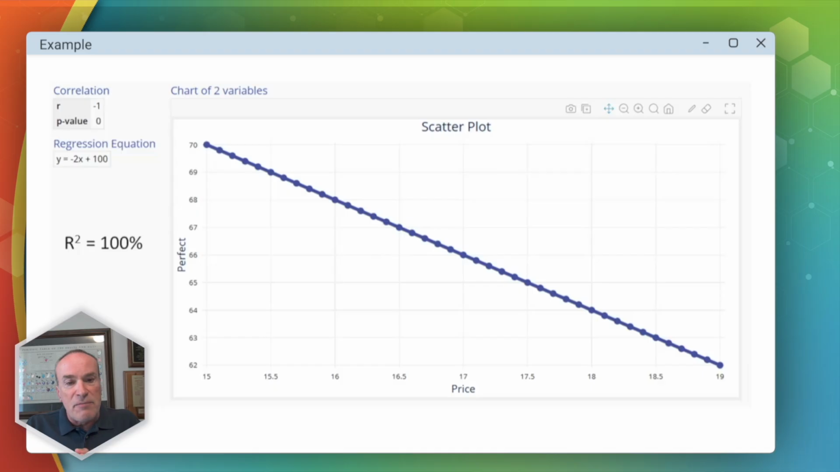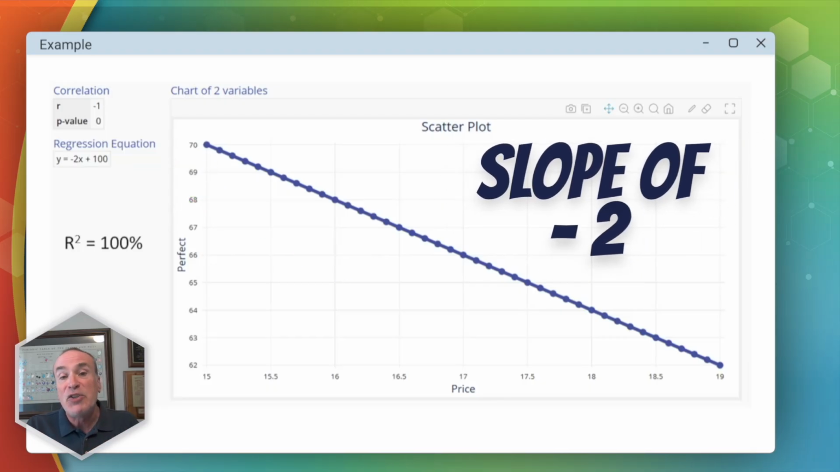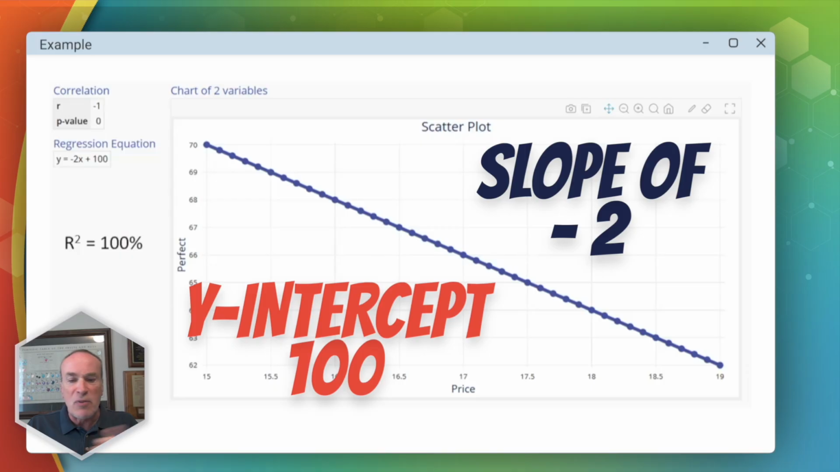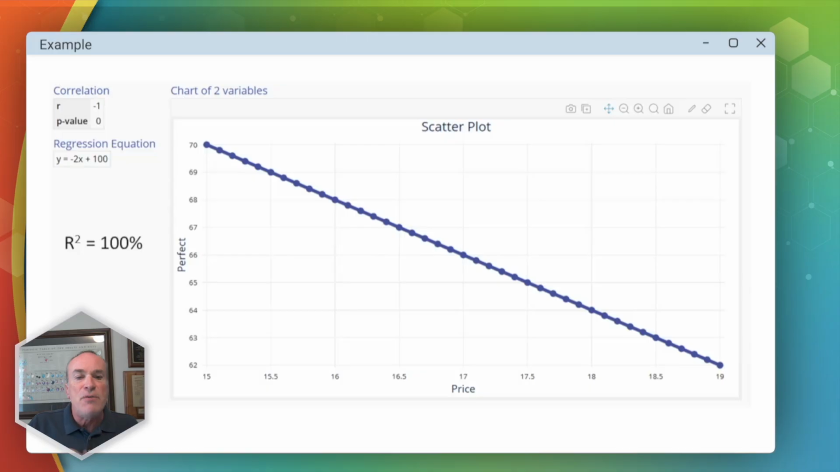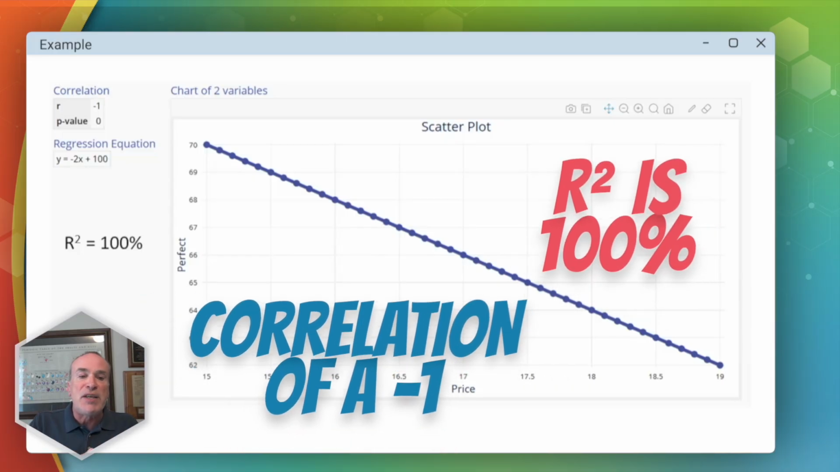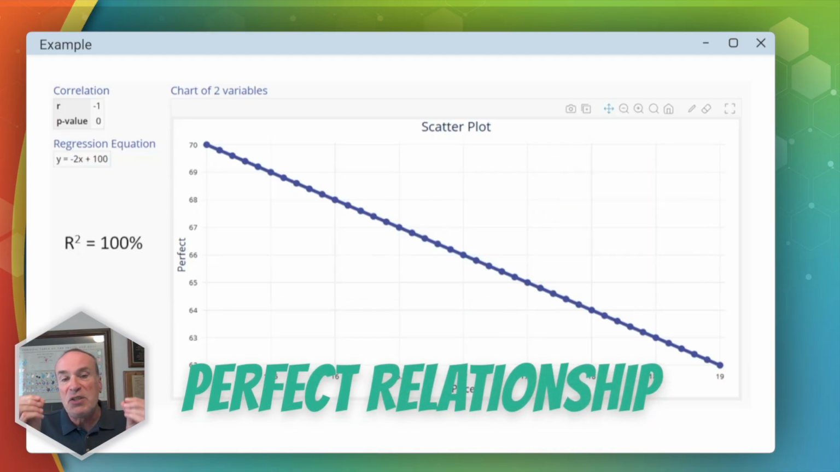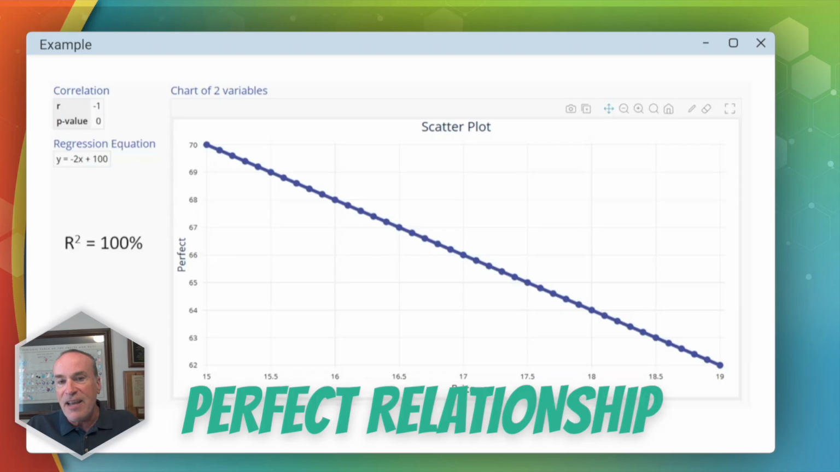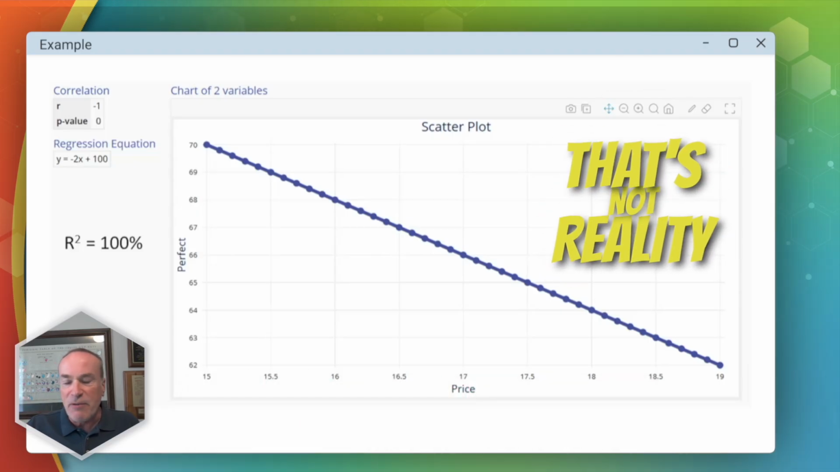So I created a relationship. Y, sales, is equal to -2 times X, or price, plus 100. So we've got a slope of -2, y-intercept of 100. If our price went down to 0 and it was linear throughout, we won't get into all that. You know that. But our R squared is 100%, correlation coefficient of -1. This is a perfect relationship. This is what management always wants in every model we generate. But that's not reality, and you know that, and even management knows that.